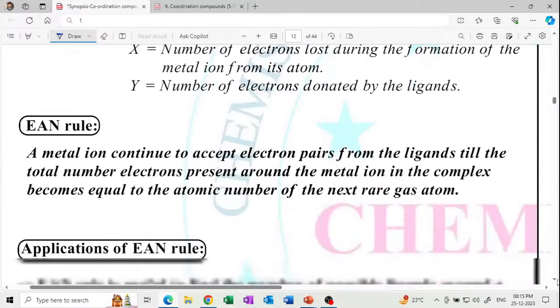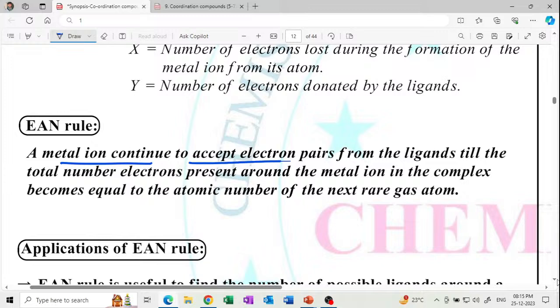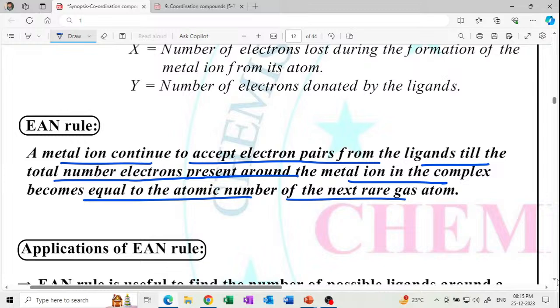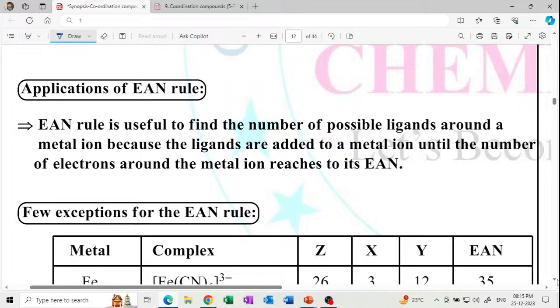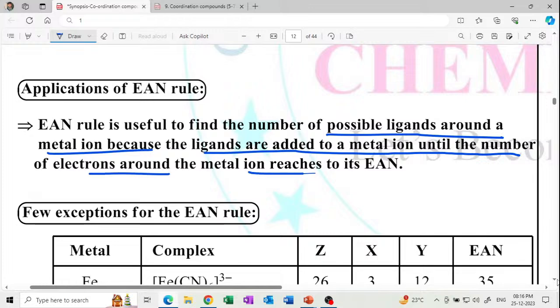Next is the effective atomic number rule. A metal ion continues to accept electron pairs from the ligands till the total number of electrons around the metal ion in the complex becomes equal to the atomic number of the next rare gas atom. So this is the rule. Note this important statement. Applications of effective atomic number: the rule is useful to find out the number of possible ligands around the metal ion, because ligands are added to the metal ion until the number of electrons around the metal ion reaches the effective atomic number. So this is also important.